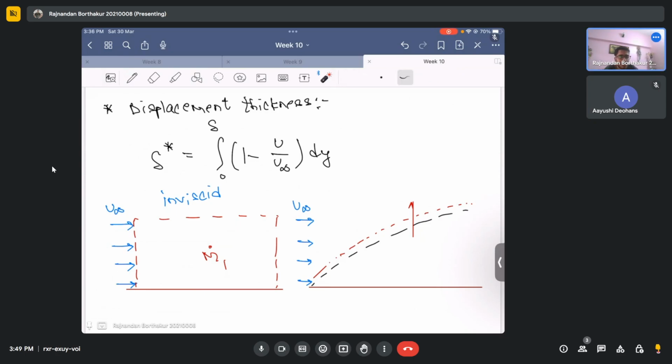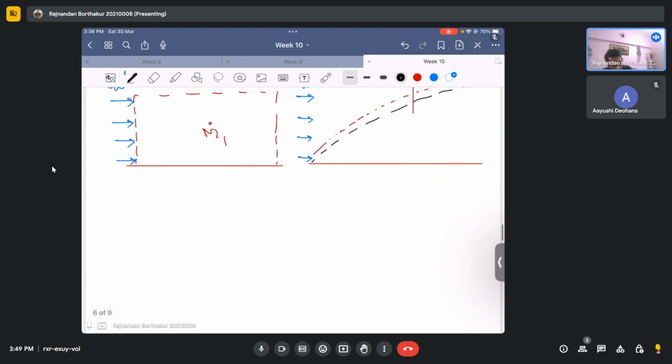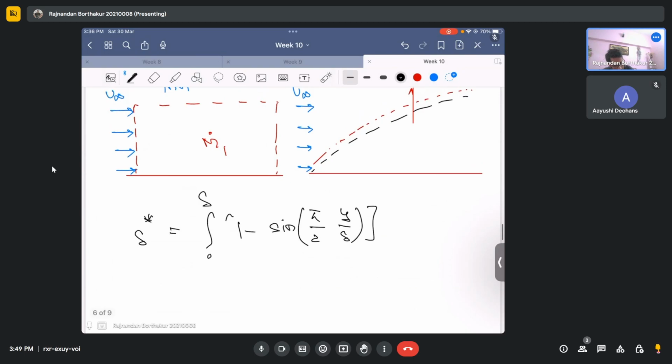And do you know how this displacement thickness is essentially calculated? It's very simple. You just need to use RTT and apply mass conservation to get the displacement thickness. But we will not go into the derivations here, we will just evaluate delta star. If you now evaluate delta star from this, what will you get? It is integral 0 to delta of 1 minus u by u infinity, that is sine of pi by 2 times y by delta, into dy.